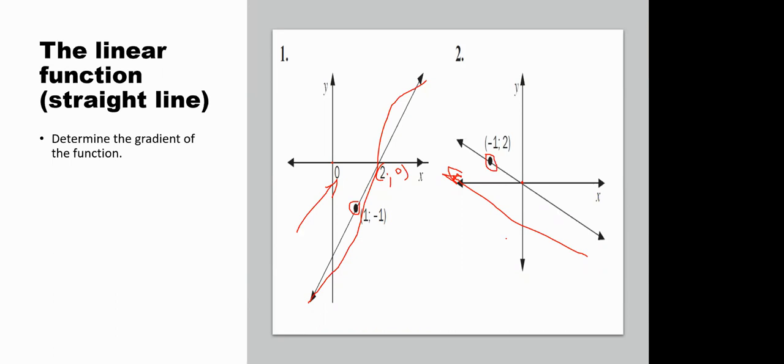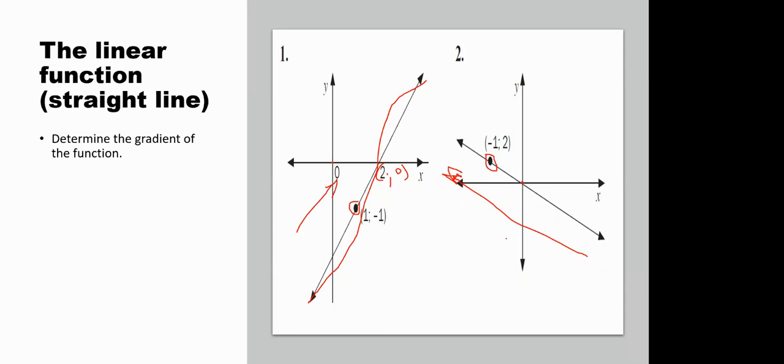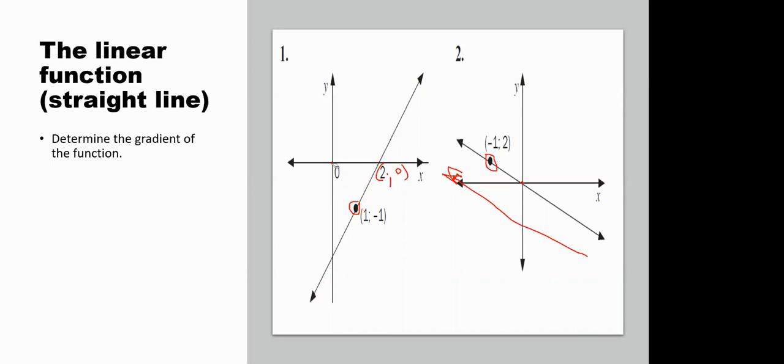I usually use M, but okay, let's just say M, so as not to confuse you. With this one, the gradient is negative. Exactly. You understand your thing. If it's positive, you use this direction. If it's negative, you use the other one.